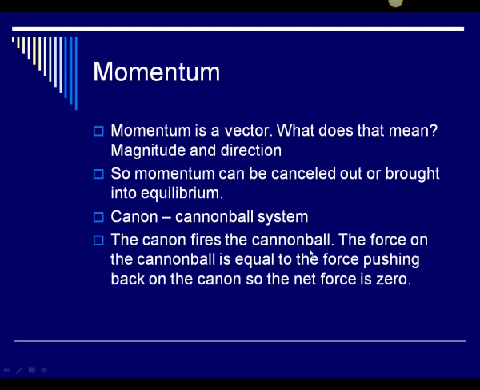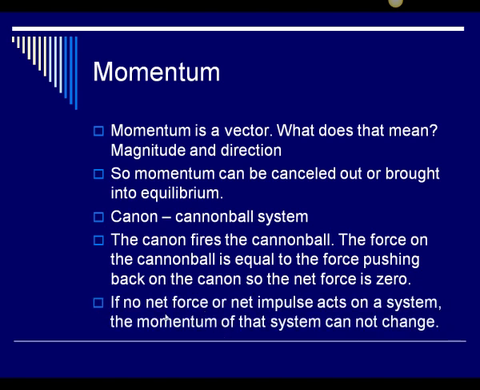The cannon fires the cannonball. The force on the cannonball is equal to the force pushing back on the cannon, so the net force acting on this is zero. And if your net force is zero, what's your acceleration? Zero. If no net force or net impulse acts on a system, the momentum of the system cannot change. Basically, it balances out. You have momentum on one side, momentum on the other side.